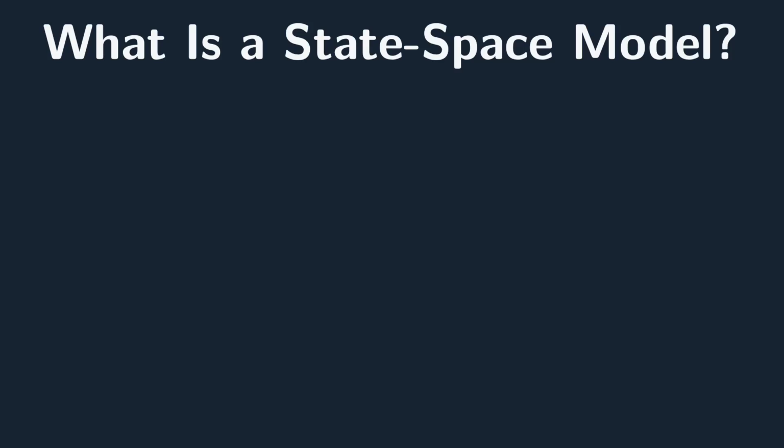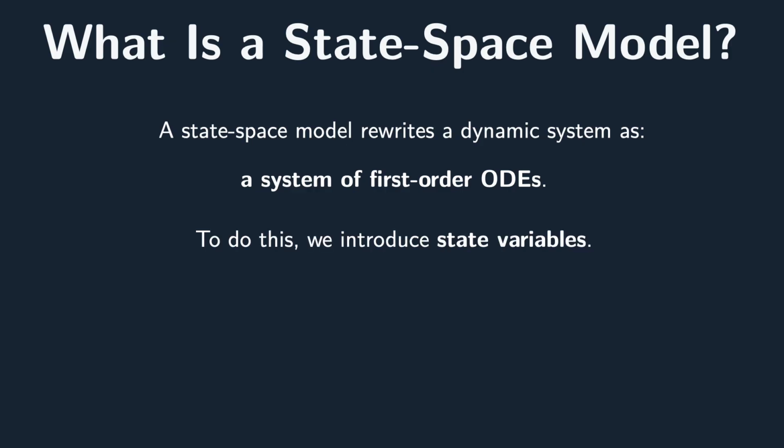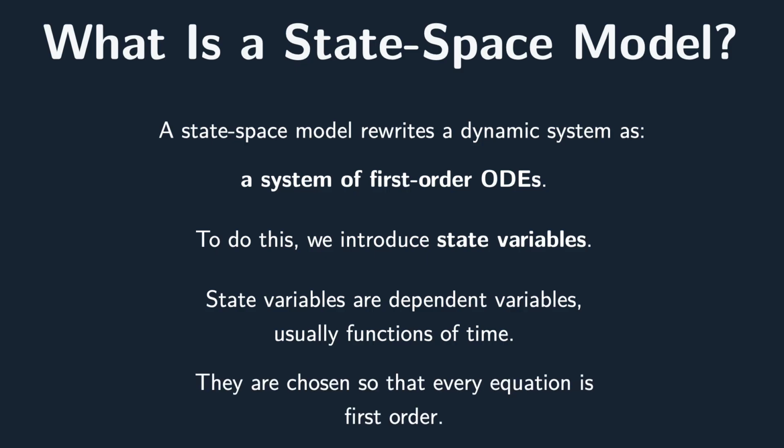In this video, we introduce state variables in state space models. A state space model rewrites the dynamics as a system of first-order ordinary differential equations. The key idea is that we introduce state variables. State variables are dependent variables, usually functions of time. They are chosen so that every differential equation in the model is first order.